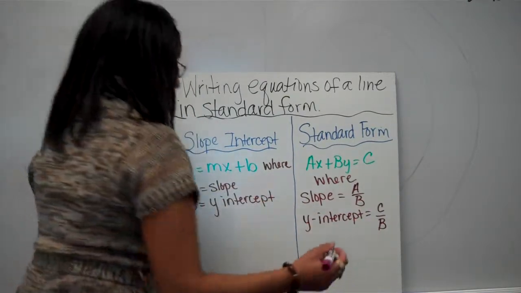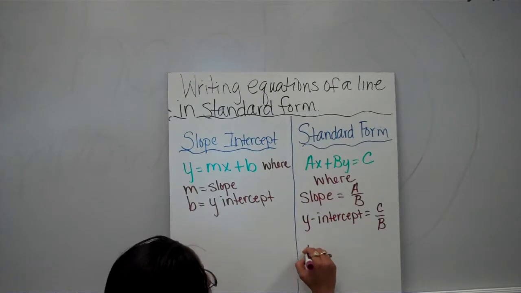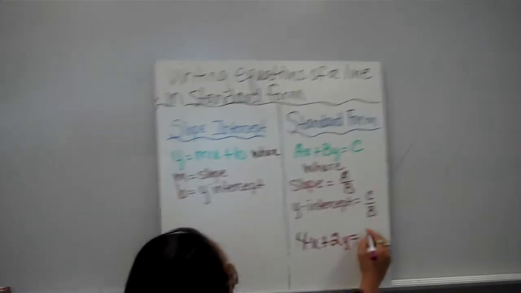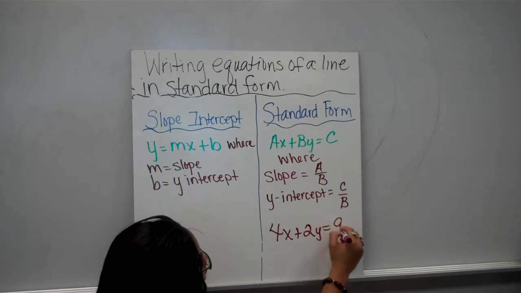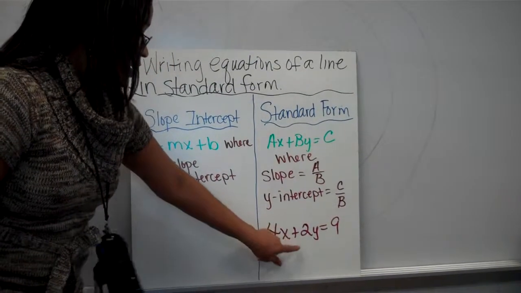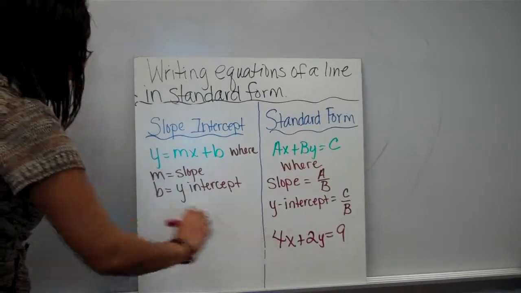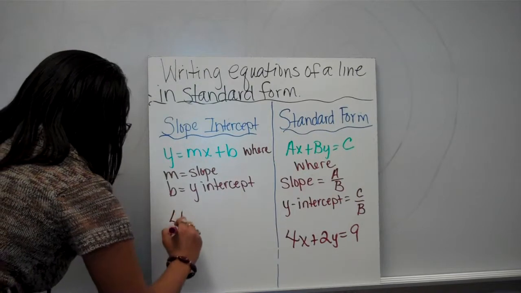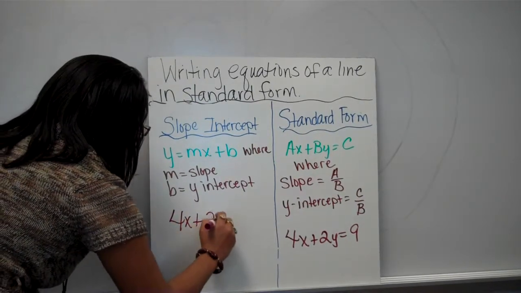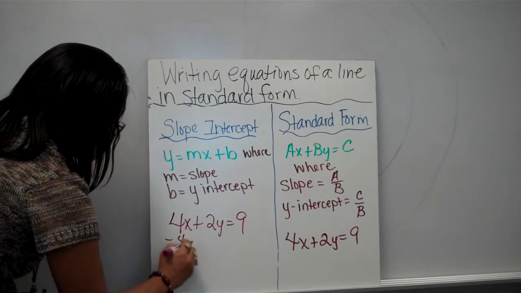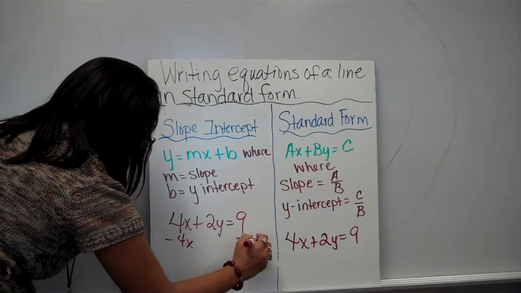For example, if I wrote 4x plus 2y equals 9, that will be in standard form. If I wanted to convert this equation to slope-intercept form, I would have to solve for y. So I would take this equation, 4x plus 2y equals 9, and solve for y. First subtracting 4x from both sides.